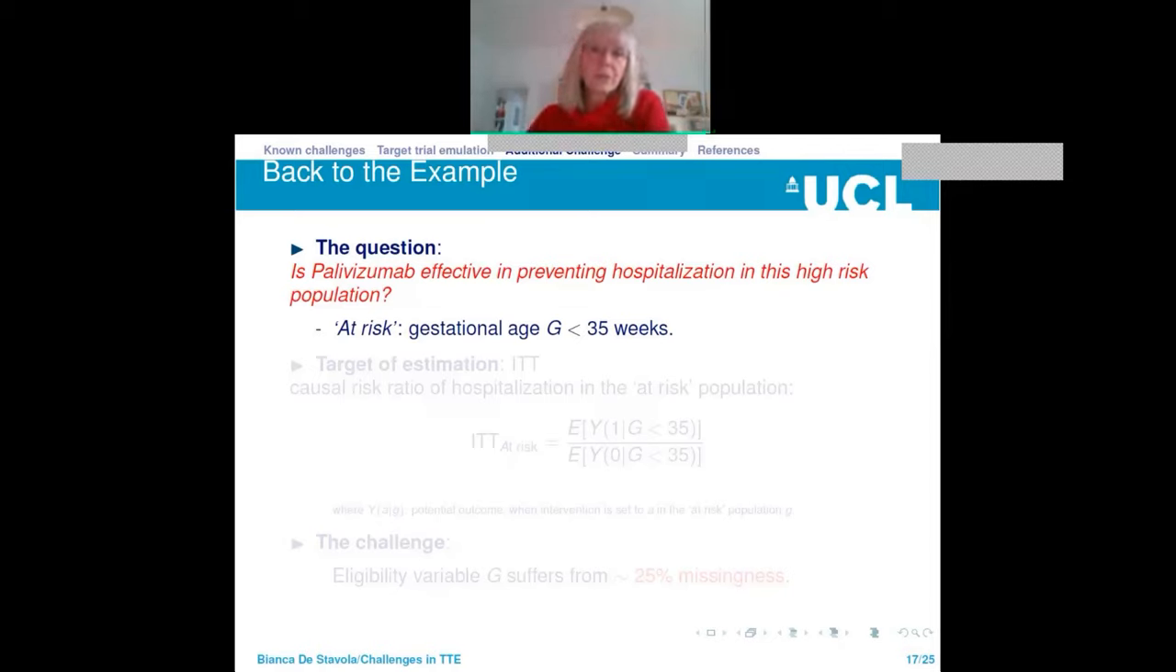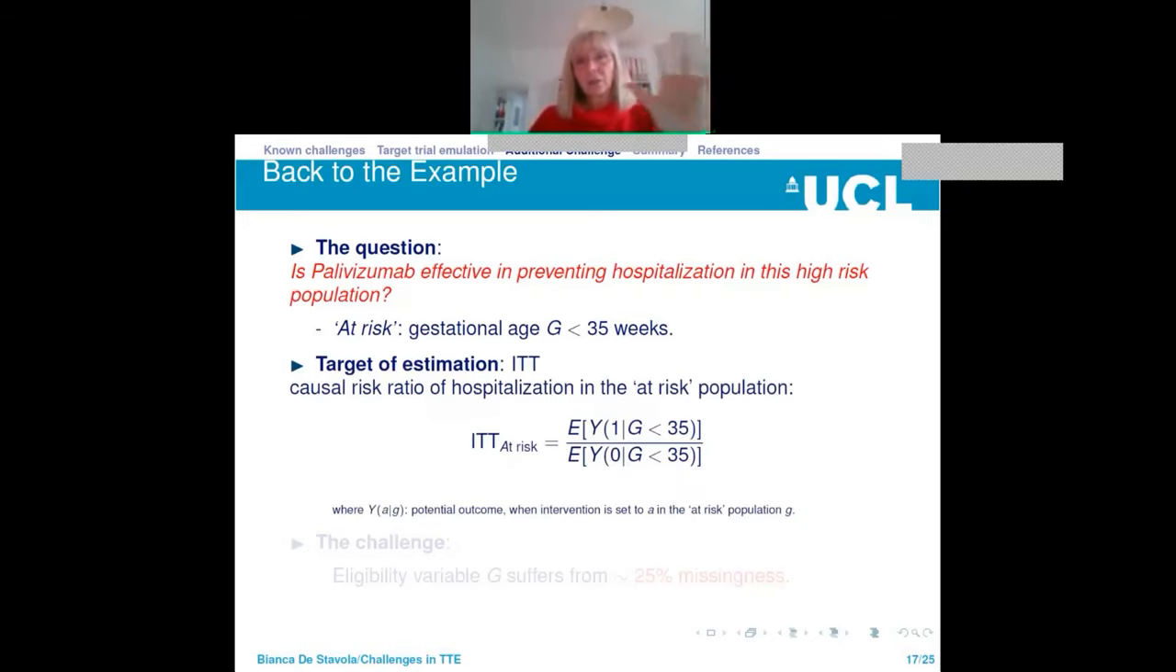So I'm just working through this very briefly. The question was, is palivizumab effective in preventing hospitalization in this high-risk group? The at-risk group includes the condition that gestational age is less than 35 weeks. I'm simplifying the definition here and saying, let's forget lung and heart conditions. Let's just say that that's the condition for defining my population. And just reminding us, the target of estimation is the intention to treat in this population.